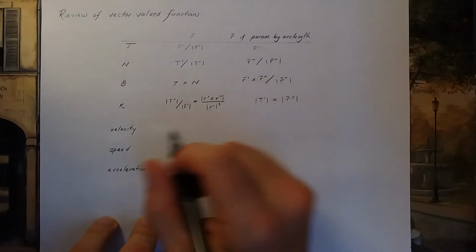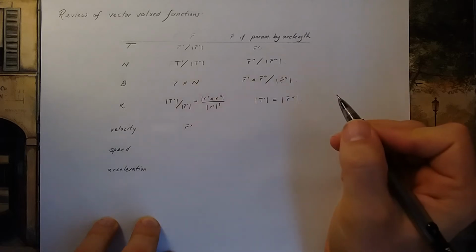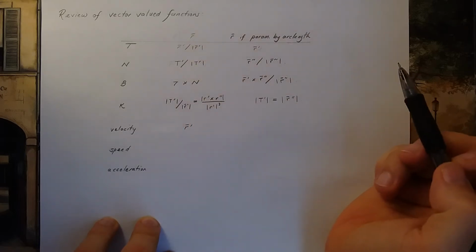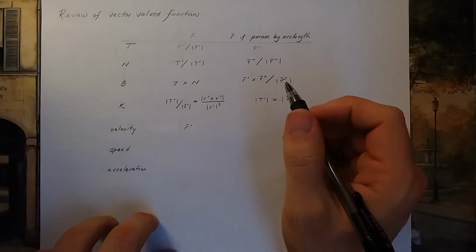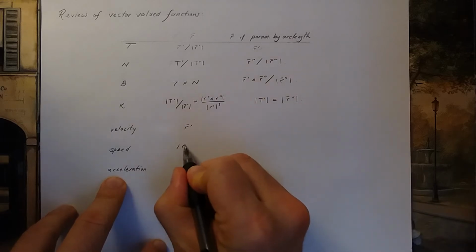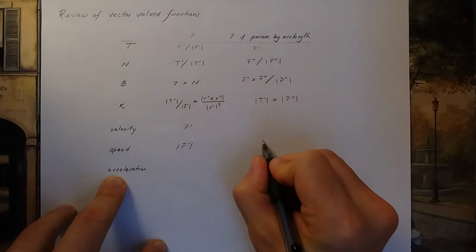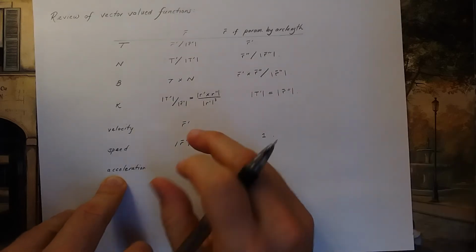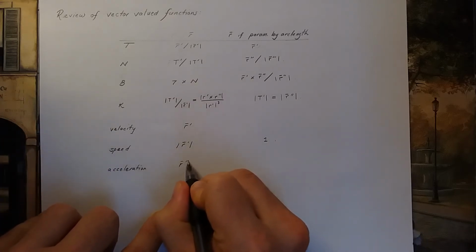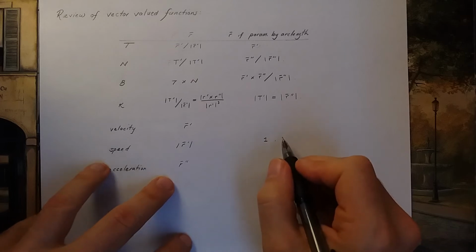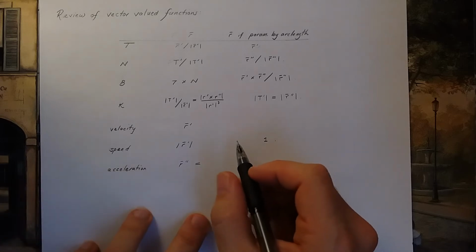Okay, velocity. Velocity is the derivative of your vector-valued function, and there's no simpler expression if you happen to be parameterized by arc length. Speed is the magnitude of the velocity, and if you happen to be parameterized by arc length, the speed is always 1. And acceleration, that's the second derivative of your vector-valued function. No simpler expression when you're parameterized by arc length.